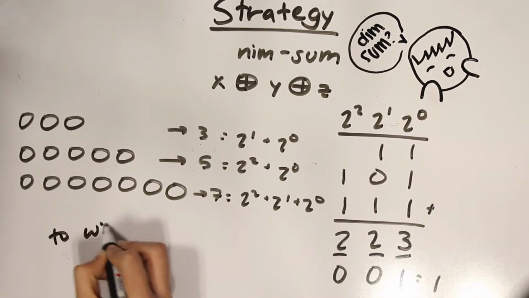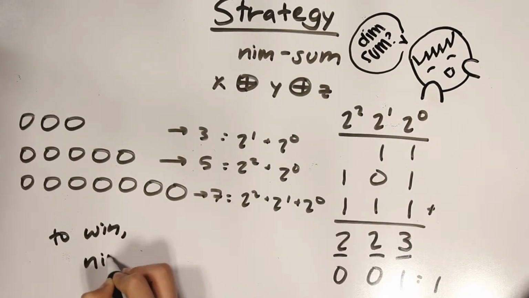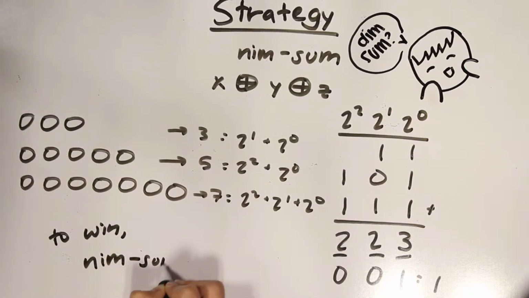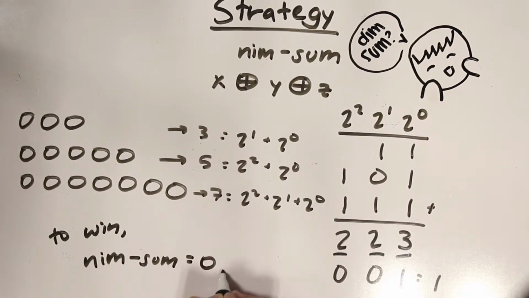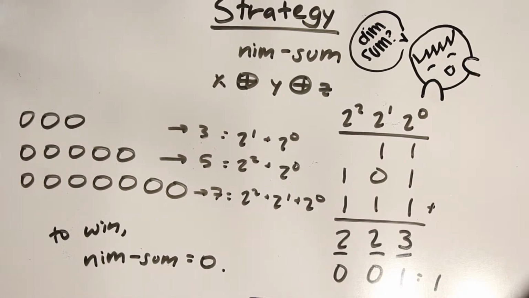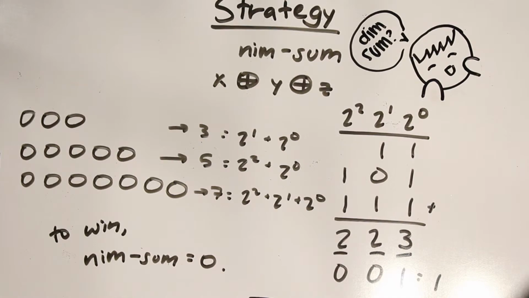For a player to win NIM, they must make the NIM sum equal to 0 every time it is their turn. It is impossible for the opposing player to start their turn with a NIM sum of 0 and keep the NIM sum as 0, and as long as the first player does not make any mistakes, they will win.